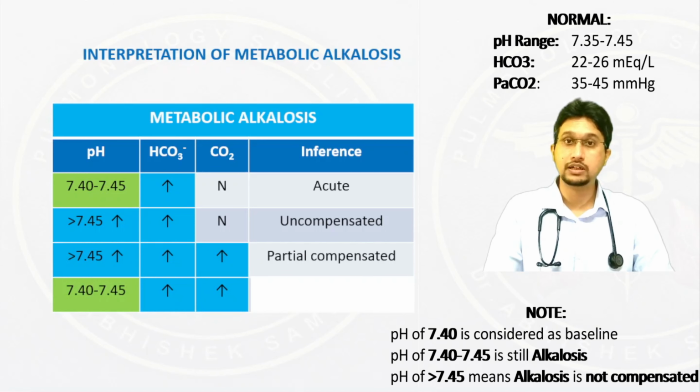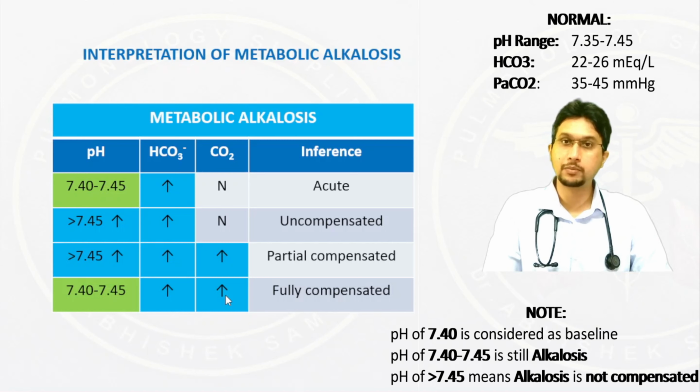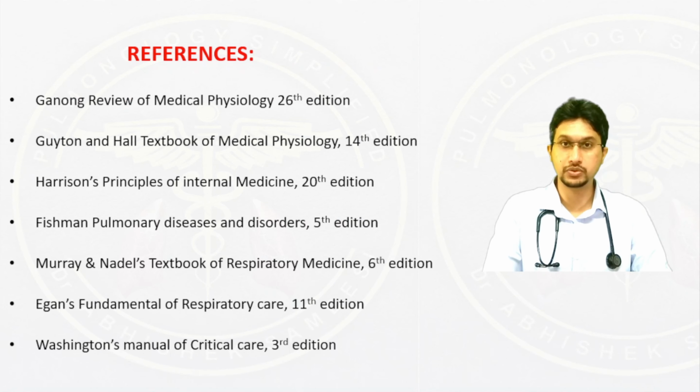Now looking at the other scenario. Here the pH is within the range of 7.40 to 7.45, so it is normal. That is why I put it in green color. Whereas the bicarbonate is elevated and the carbon dioxide is also elevated. What this tells us is that the carbon dioxide is elevated to negate the metabolic alkalosis and bring the pH back to the normal limits. So this implies that we are dealing with a fully compensated metabolic alkalosis. This is a simpler way to interpret metabolic alkalosis.